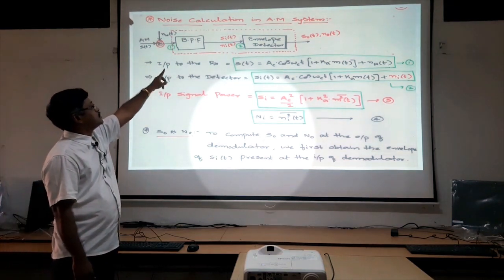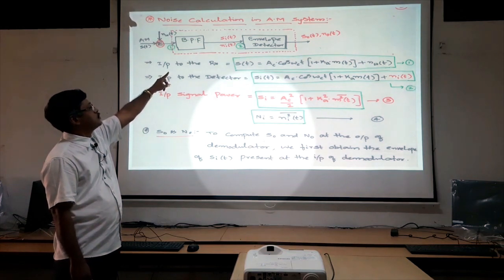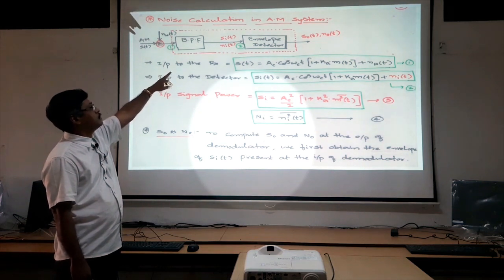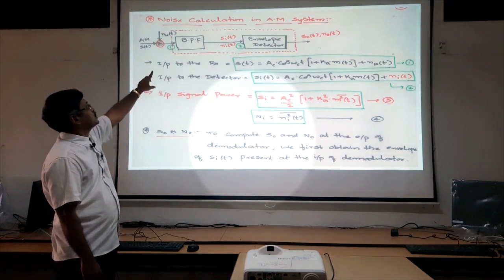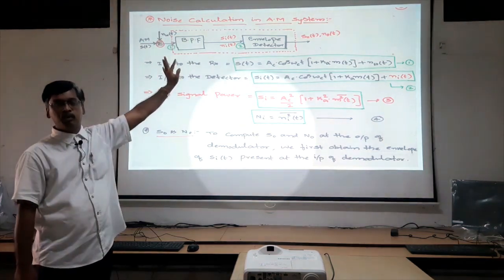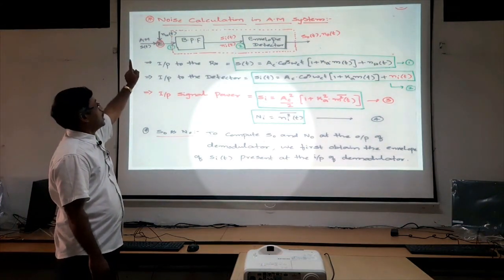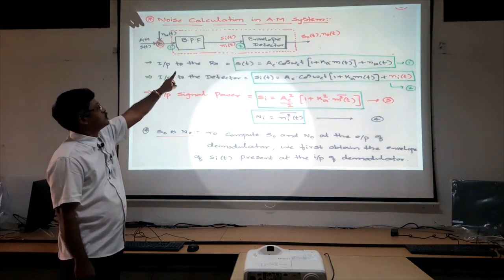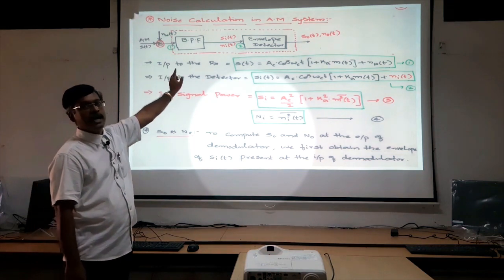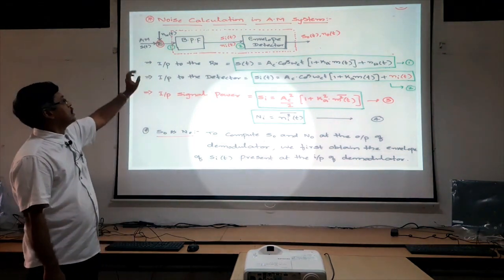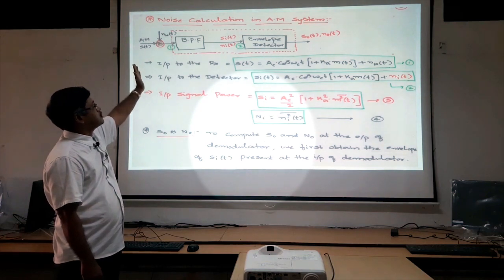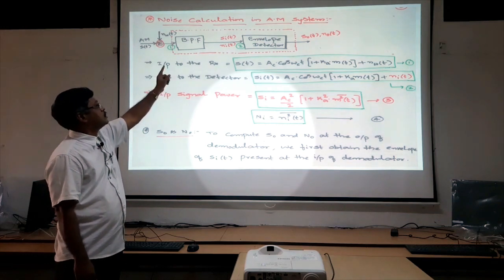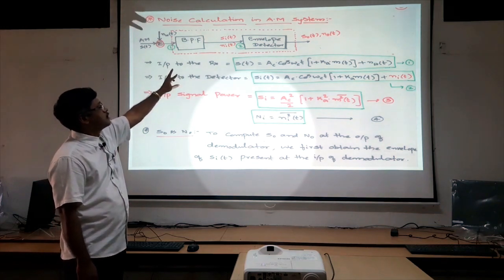When you observe the output of the band pass filter, it is defined in terms of Si(t) and Ni(t), nothing but the output signal and the band pass noise. That means the difference between the band pass filter input and output is that at the input I call it white noise or Gaussian noise, whereas at the band pass filter output it is the band pass noise. The white noise will be again minimized to some extent using the band pass filter. So the inputs to the envelope detector are Si(t) and Ni(t).